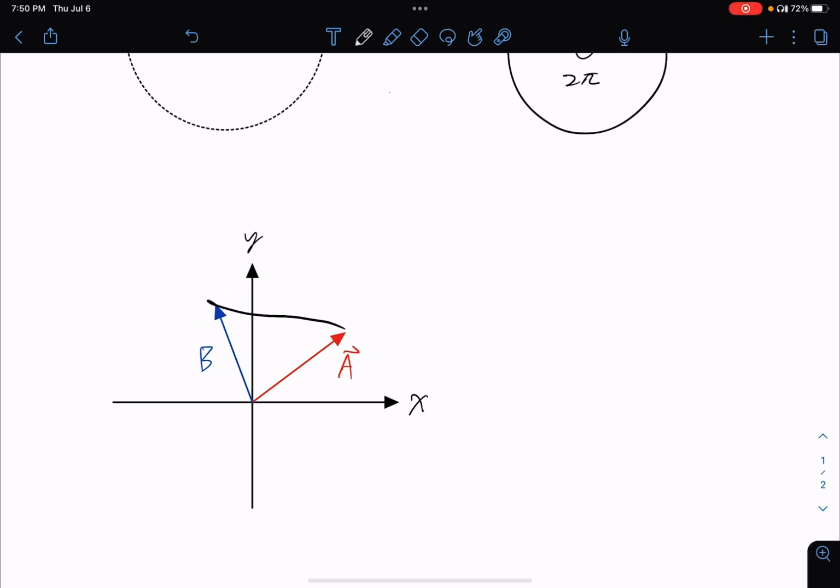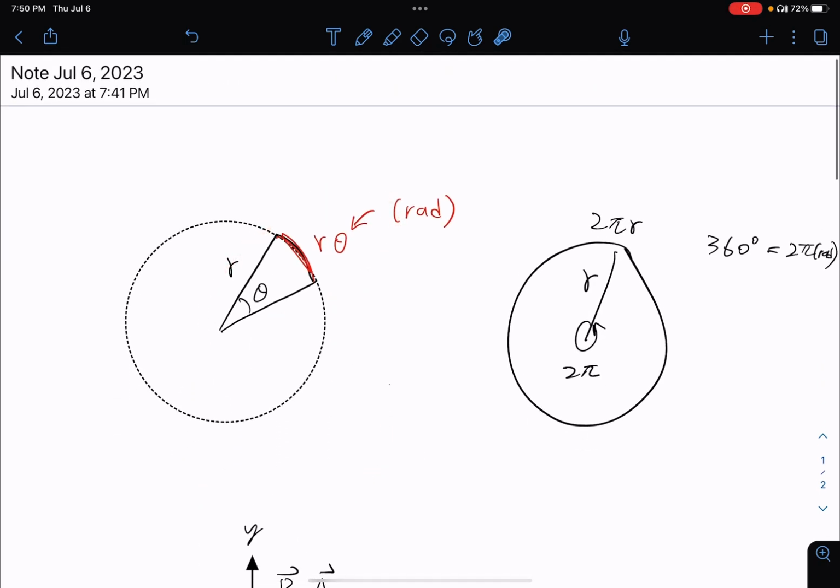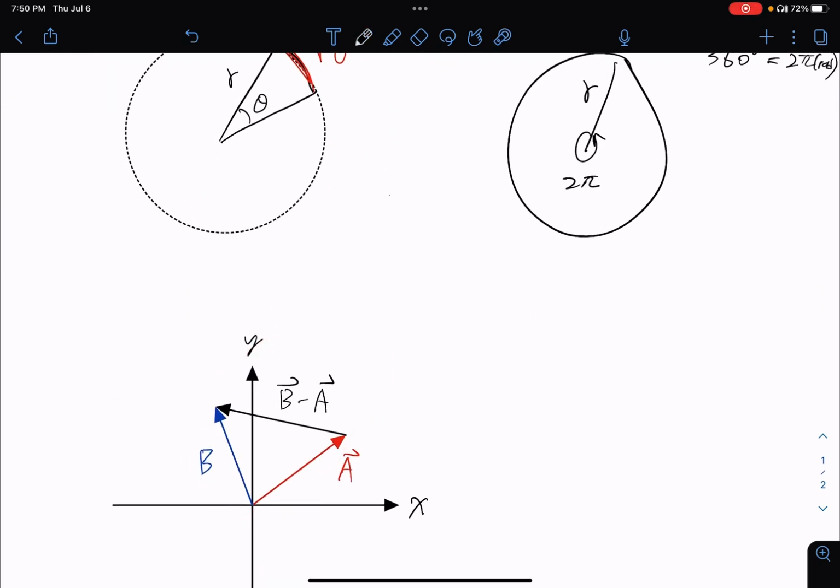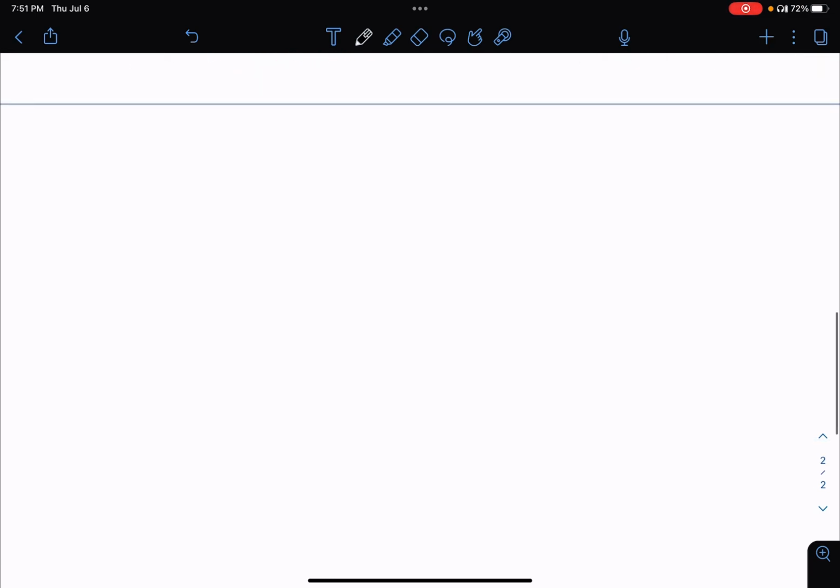If you go from A to B, this black vector will be A minus B. Or is it? It's going to be B minus A, yeah. So that if you add A with this vector, you get B. So this is the subtraction of vectors on a graph. So if you know these two things, you are ready to derive the acceleration for circular motion.